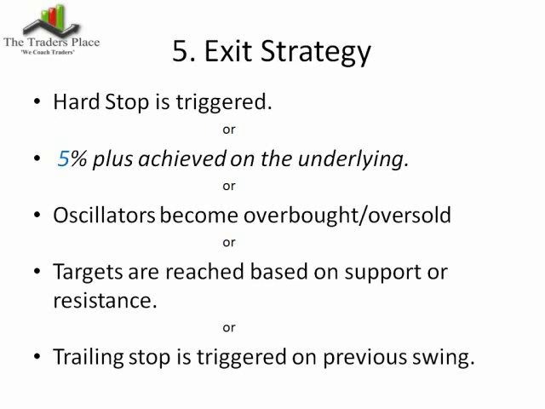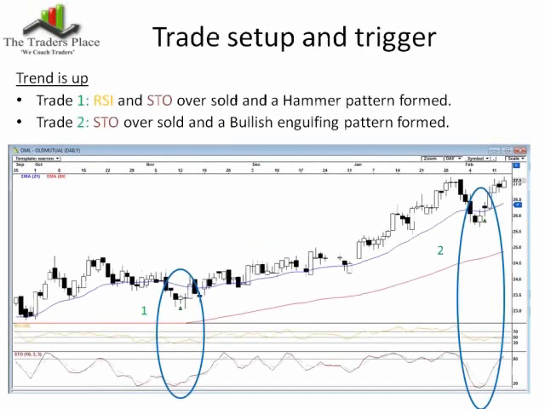On the profit side, if 5% plus is achieved on the underlying share, I'm certainly looking to exit. Also if oscillators become overbought or oversold, in other words, they have gone in the opposite direction of the trigger. Or targets are reached, which we base on support or resistance. And on the other side, for the guys that want to hold something a bit longer, we can use trailing stops, and we use that when it's triggered on the previous swing. Don't worry, I've got pictures. We will see the whole lot.